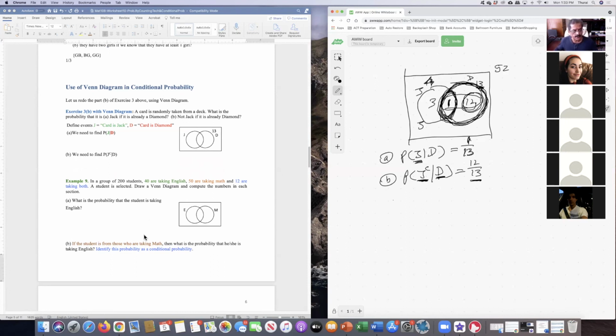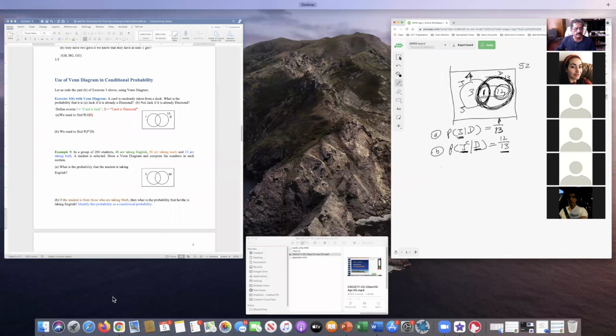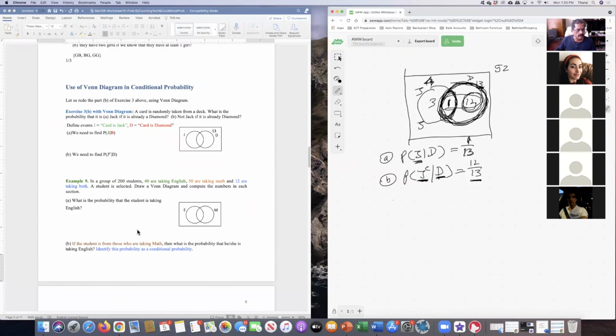Okay, so let's do example 9. This gives you numbers instead of probabilities, but we can still work out everything with the numbers. So E, English, has 40 elements, 40 students are taking English, and 50 are taking math, and 12 are taking both, so 12 goes in the intersection. Now we can figure out the remaining sections. 40 minus 12, 28. 50 minus 12, 38.